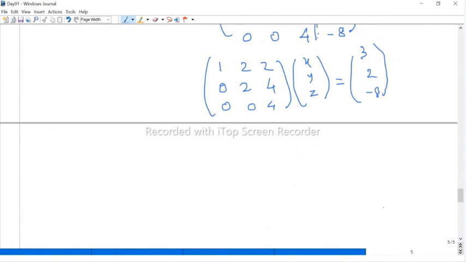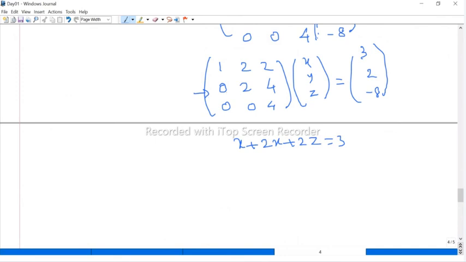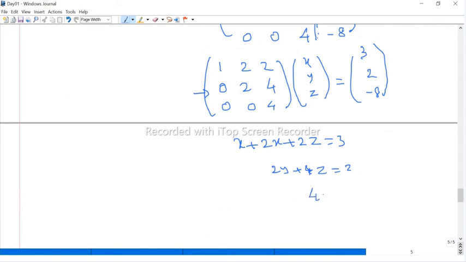So just expand the first row, the matrix product, and what equations will you get? In terms of equations: x plus 2y plus 2z equal to the first term, that is 3. Now take the second row and multiply by x y z. There is no x term, therefore 2y plus 4z equal to 2, and then lastly we get just 4z equal to minus 8.